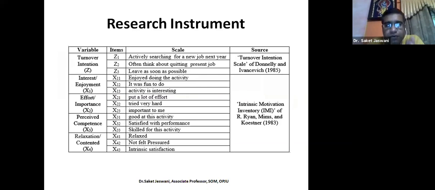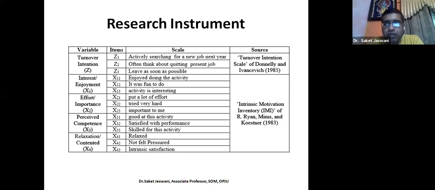How do you prepare this scale? With the help of the turnover intention scale of Donial and Ivanich of 1985. So you have taken the turnover intention scale of Donial and Ivanich of 1985 for your study, and this scale will measure turnover intention, and this scale consists of 3 items. This is how you formulate the measuring instrument to measure a particular variable.